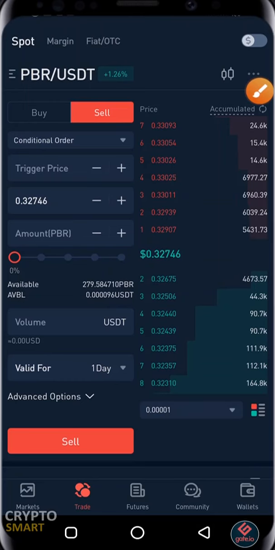As a crypto trader, you should minimize your losses, and the best way to do that is to use the stop limit feature or the stop loss feature on git.io.